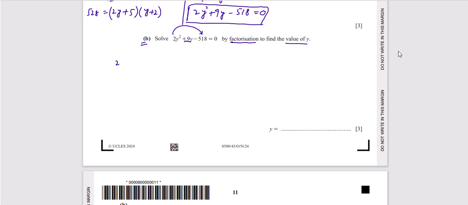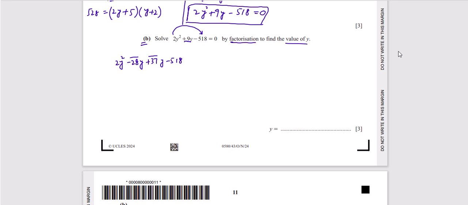So 2y square minus 28y plus 37y minus 518. These are the two numbers: minus 28 and plus 37. Multiply with each other, we get 1036, and subtract with each other, we get plus 9.